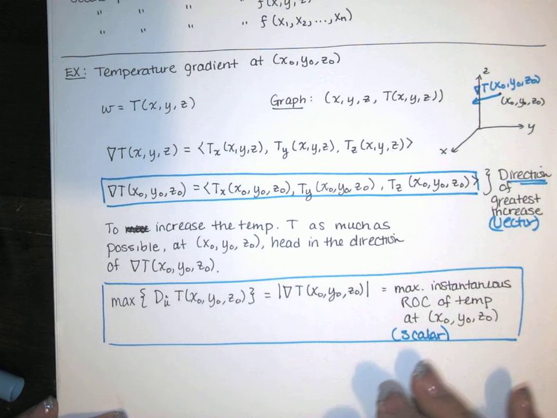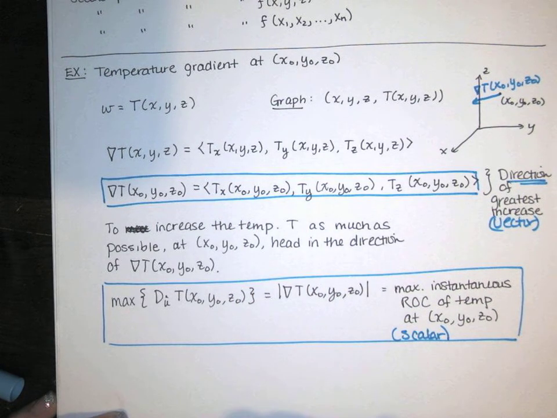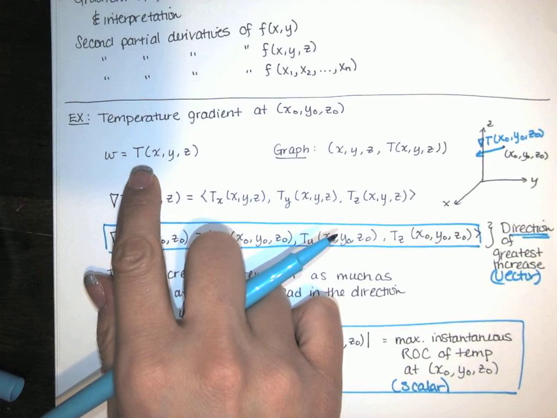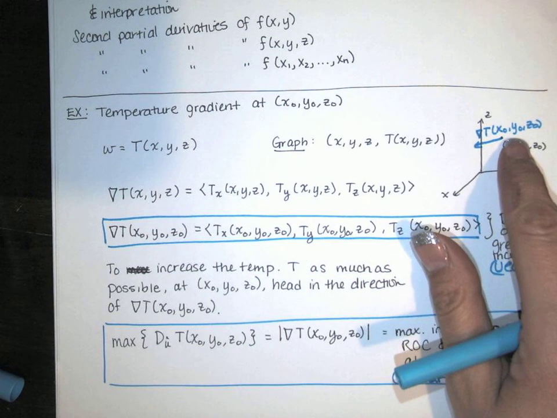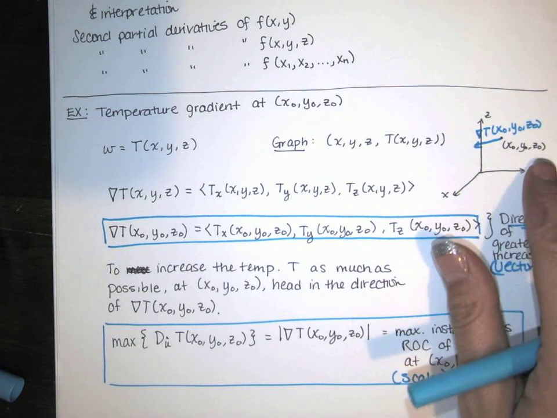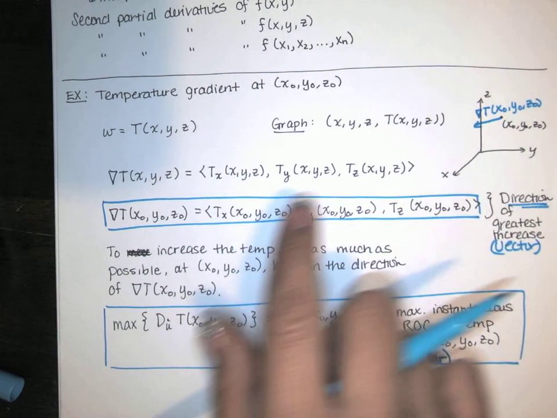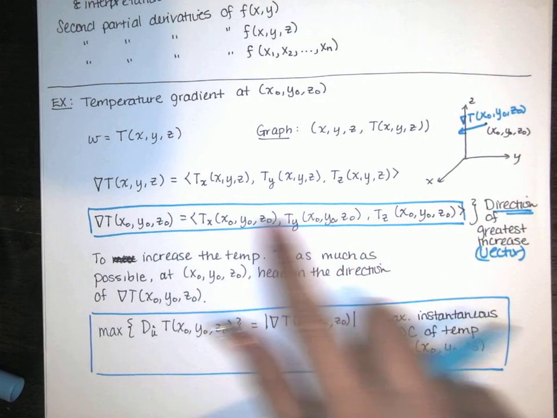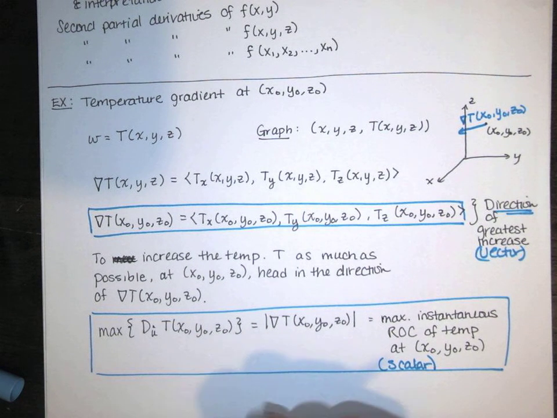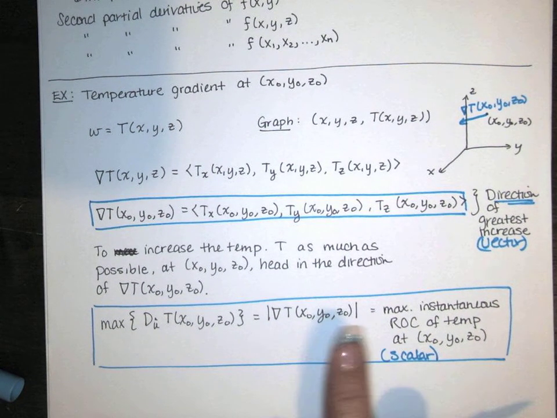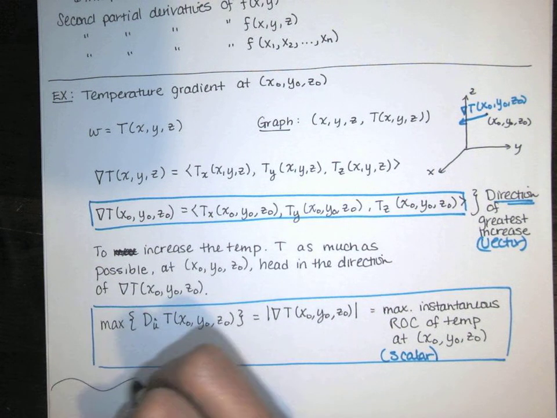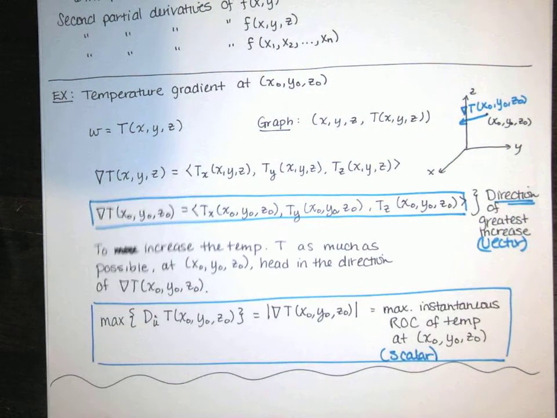Geometrically, we tend to think of it as slope. When we can't think of it as slope anymore, it's the maximum rate of change of temperature in any direction from x naught, y naught, z naught. And it turns out that if I want to increase my temperature as much as possible, I go this way, and the rate of increase in that direction is given by the magnitude of the gradient evaluated at that point. Okay, so that's an application problem.